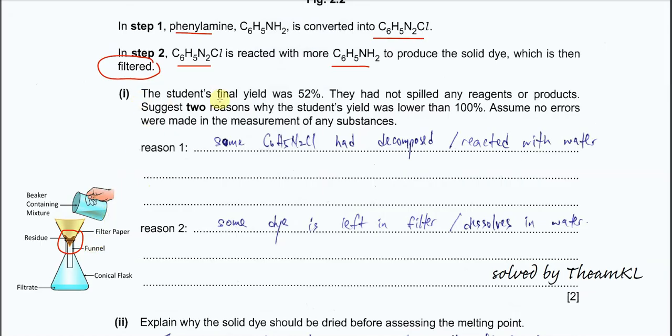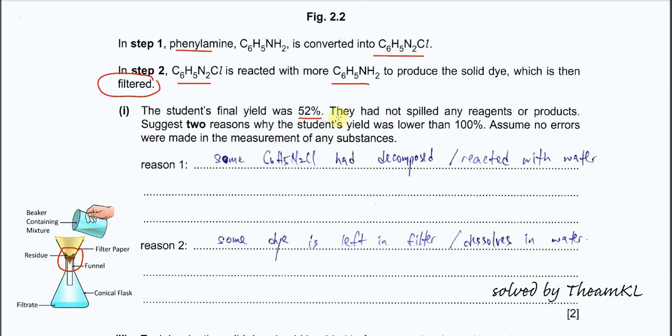Now, part 1. The student's final yield was 52%. So after this reaction finished, the student filtered the dye, and after that dried it. Eventually he just obtained 52%. So it's not about 90 or 100%, but now it's just 52% yield. And there had not been any spilled reagent or products. Suggest 2 reasons why the student's yield was lower than 100%. Why can't we get 100%? And assume no error was made in the measurement of any substance.